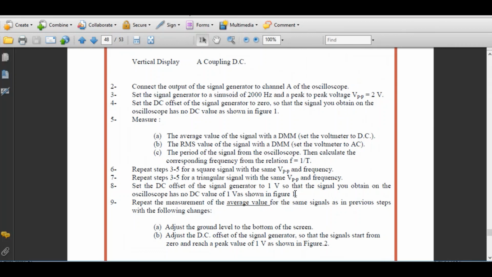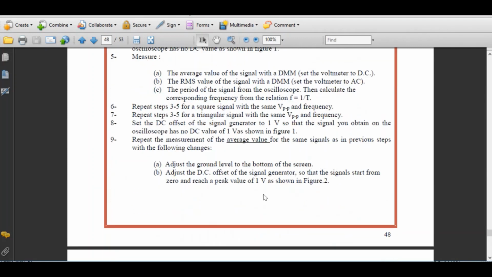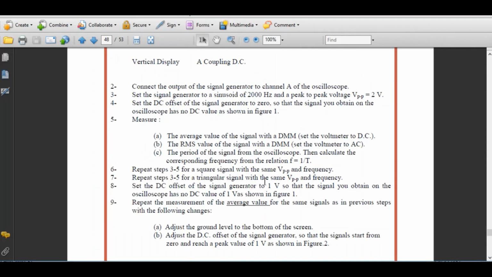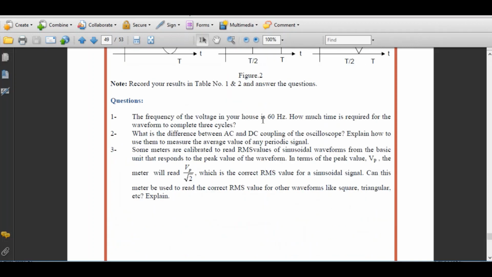we have to keep that DC value at 0, and then later on we have to add it to make it like this. And how much DC value do we have to add? It's 1 volt. So we add 1 volt to all these waveforms and then check the average value. Okay, so I think that's pretty enough for now.